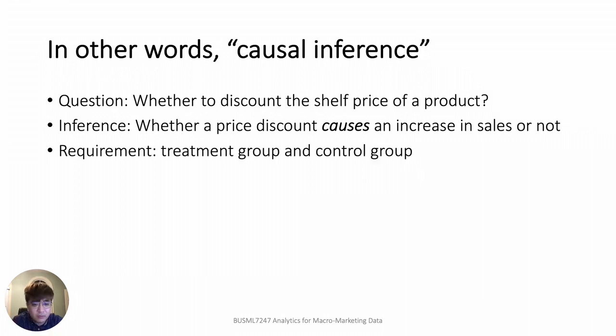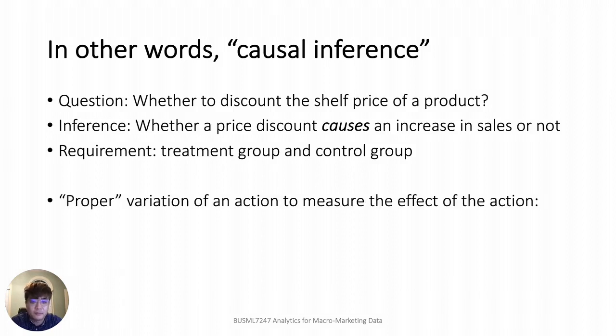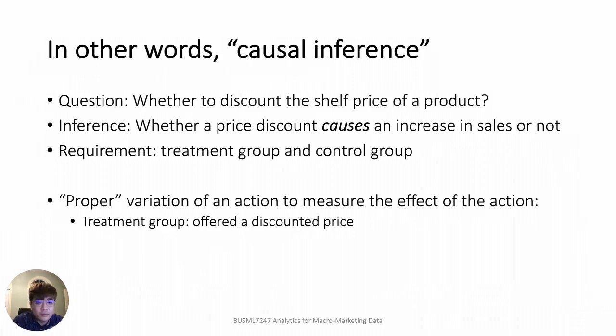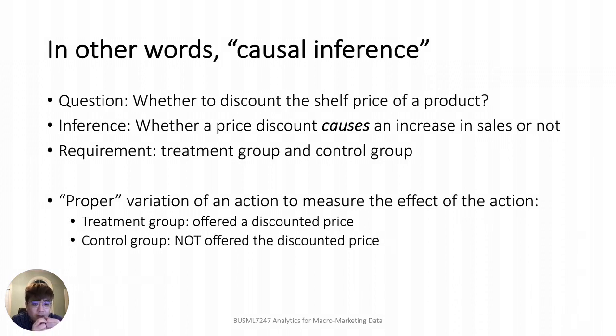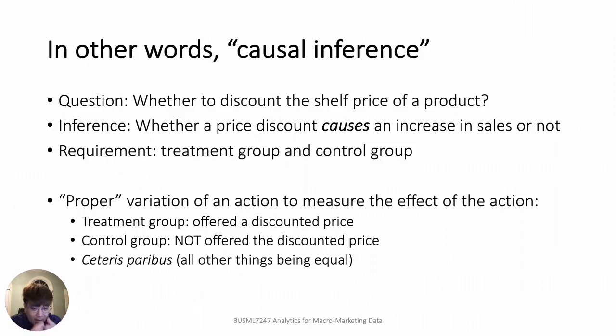This inference task requires two separate groups of observations. One is treatment group and the other is control group. Then, the proper variation of the price discount action implies for the treatment group of observations, a discounted price is offered, and for the control group, the discounted price is not offered. In addition, except the price, all other things should be the same between the groups, so-called ceteris paribus in Latin.